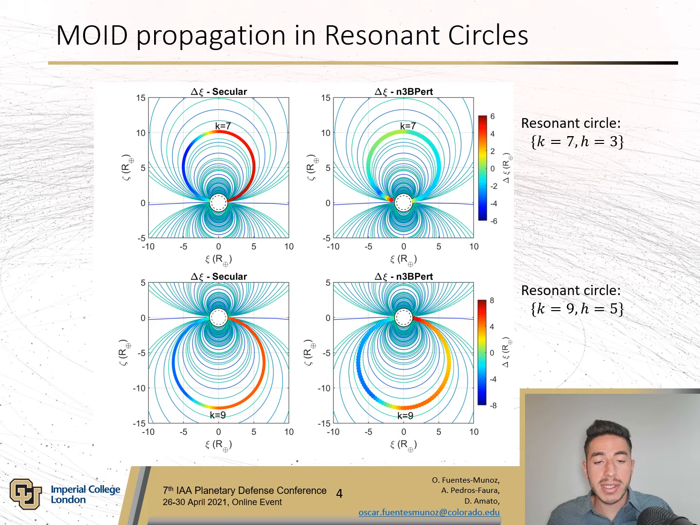We can observe this by looking at a particular resonant circle and computing the variation of the MOID, of the G coordinate, over all the points of the resonant circle. What we find is that we have an initially larger MOID, but then there can be this variation of the MOID that can cause the keyholes to be in different locations and shapes.